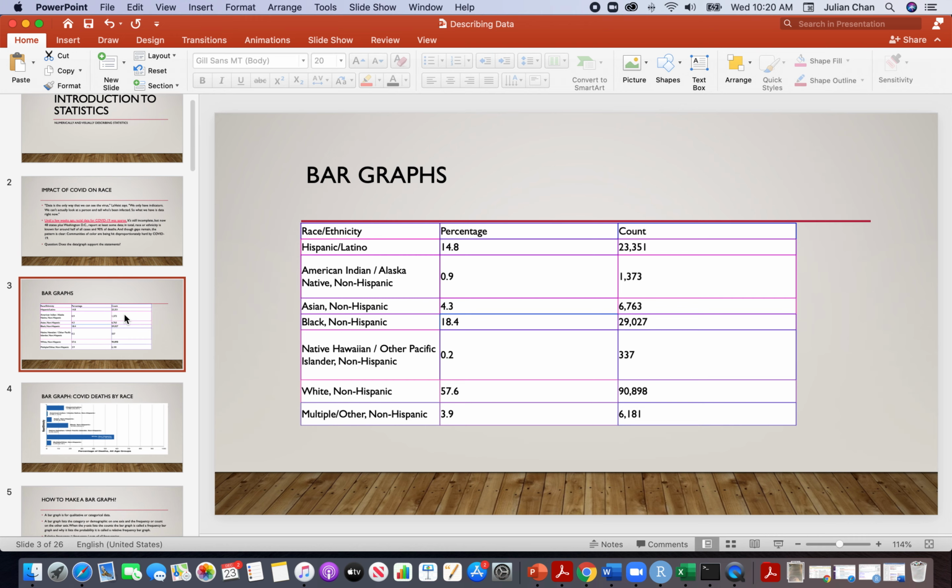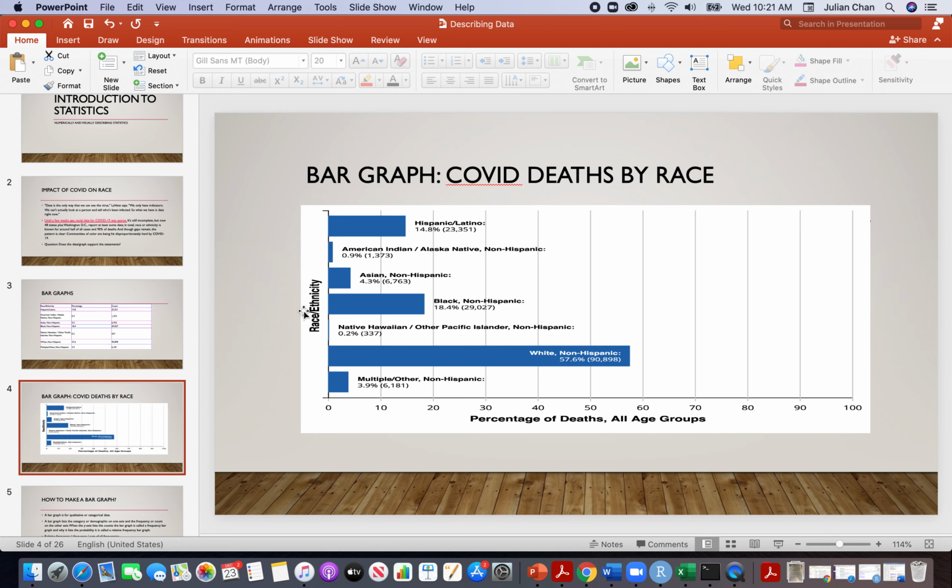So let's look at this graph and see if it supports this claim, because it's a little bit easier than looking at the table, and that's why it's so visually appealing. Keep in mind that in order to construct a bar graph, you have to have this table that's listed here with either the category and either the percentage or the count. Okay, so here's the graph, and this is from the CDC. This is COVID deaths by race.